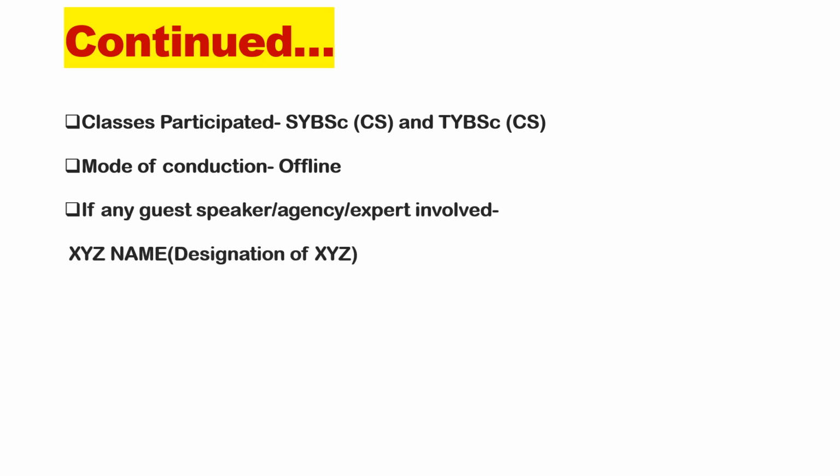If any guest speaker or agency is involved, then I need to write the name of the same, suppose XYZ, and designation of that particular person. You need to mention it under bracket. Suppose my competition was judged by some guest, then I need to mention here the name of the guest and designation of the guest.